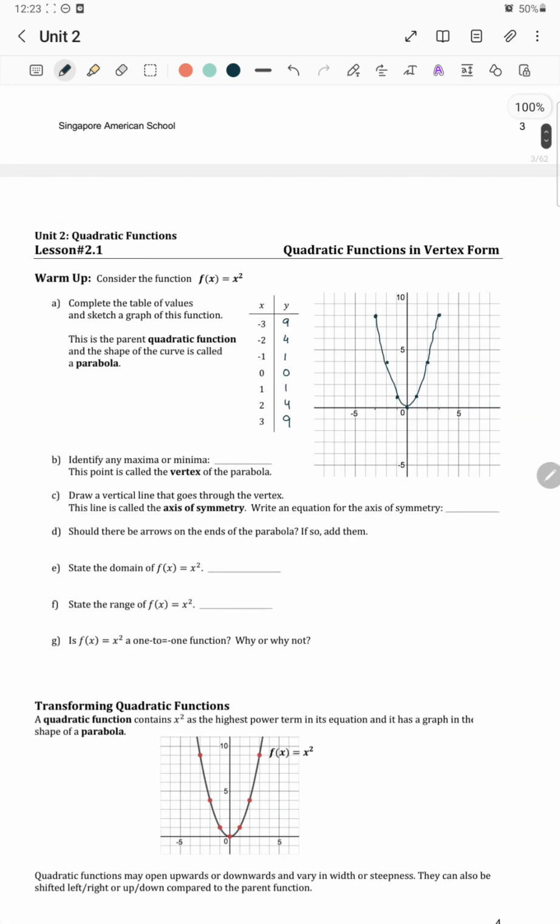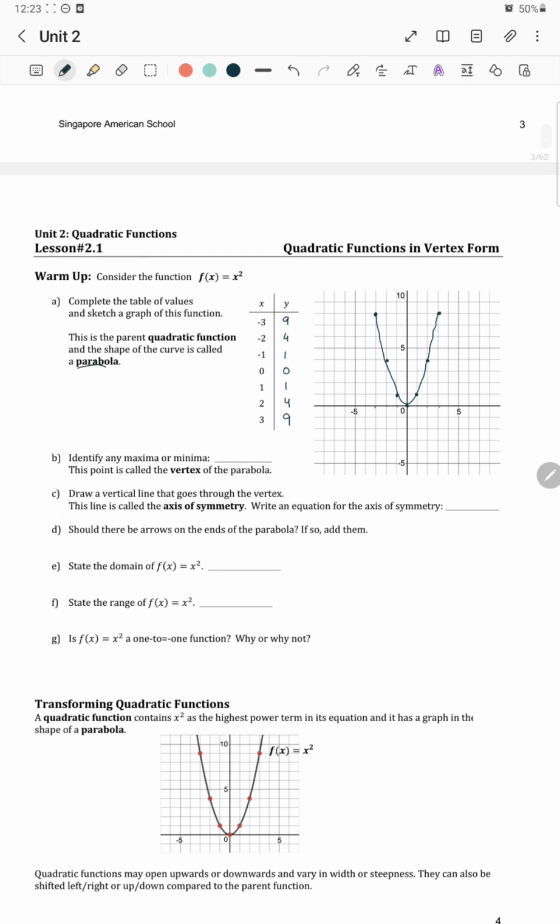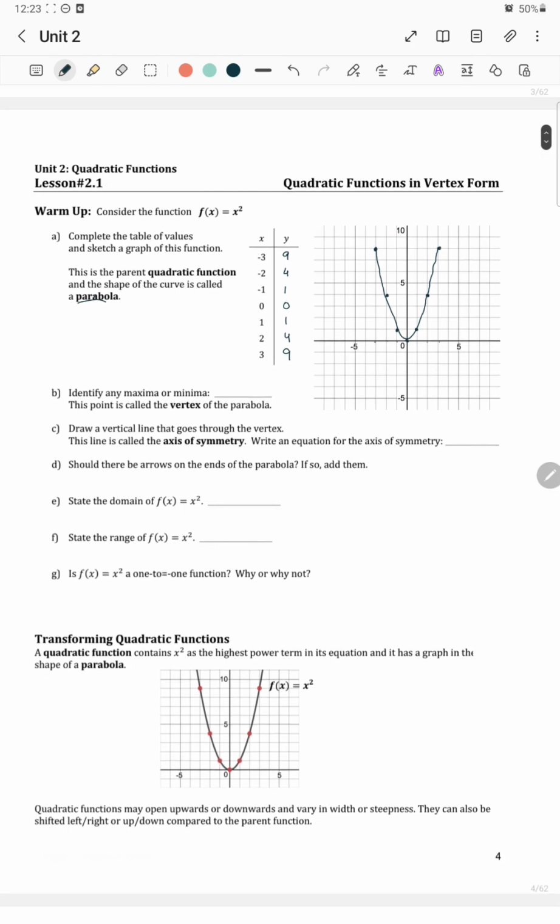This is the parent quadratic function and the shape of the curve is called a parabola. Identify any maxima or minima. The point is called the vertex of the parabola. The maximum and the minimum would be 0, 0. So this is called the vertex of the parabola.